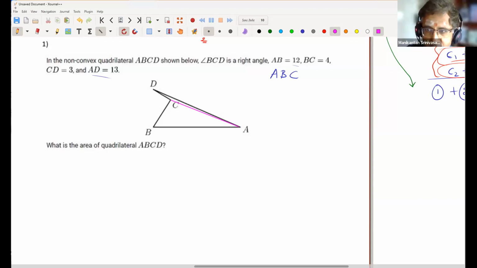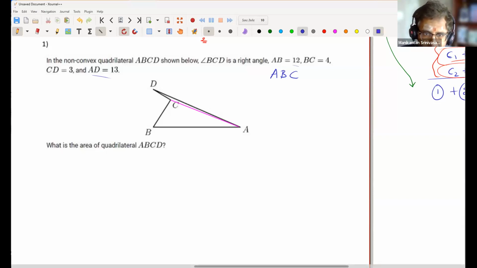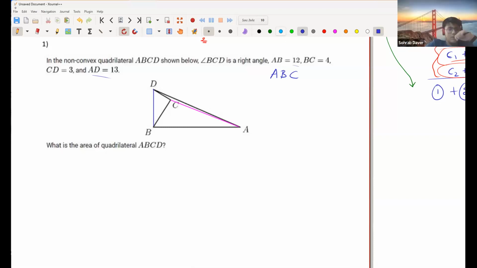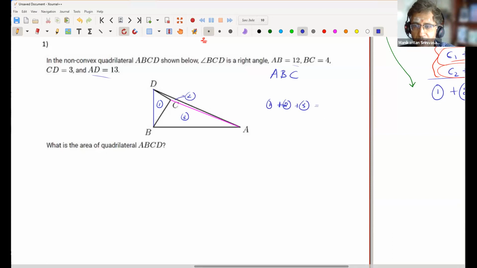What he's suggesting, just so that everyone is on the same page, is this. We had this triangle, right? Let's say this area is 1, this tiny area is 2, and this area is 3. So he's saying 1 plus 2 plus 3 is the big area that we found, half into 12 into 5, which is 30. And then we want 3.